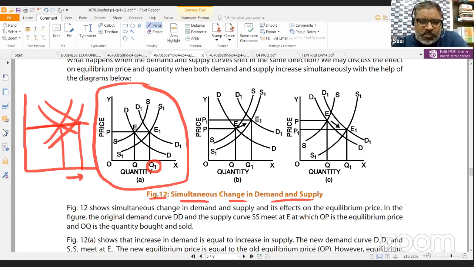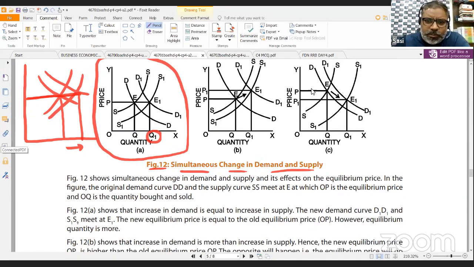Then, what about the second scenario? In this case, what happened? Observe this. Demand also increased, supply also increased, but demand increased more than supply. When demand increases more than supply, price increases and quantity also increases. But price definitely increases. That is for sure. Next, the third scenario, where supply increases more than demand. Supply is increased more, demand also increased but less. Then what happened to price? It decreased.